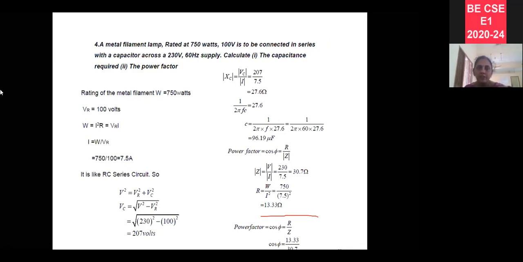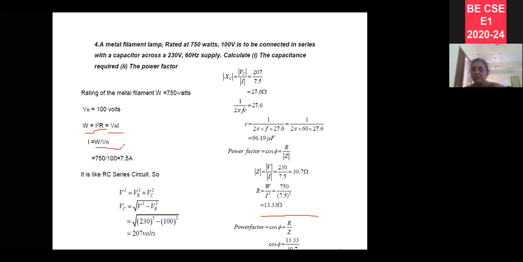We have been given the power as 750 watts and the voltage as 100 volts. We know the formula W is equal to I square R, or power is also equal to the product of voltage and current. This is in regard to the resistor alone, so we put it as VR into I. Equating both, I can calculate I is equal to W by VR.